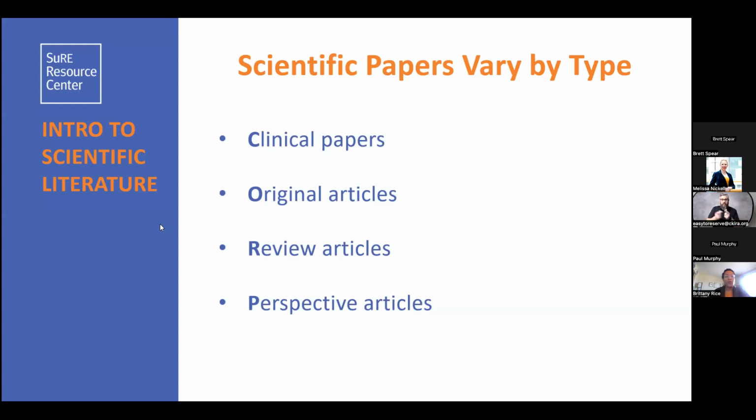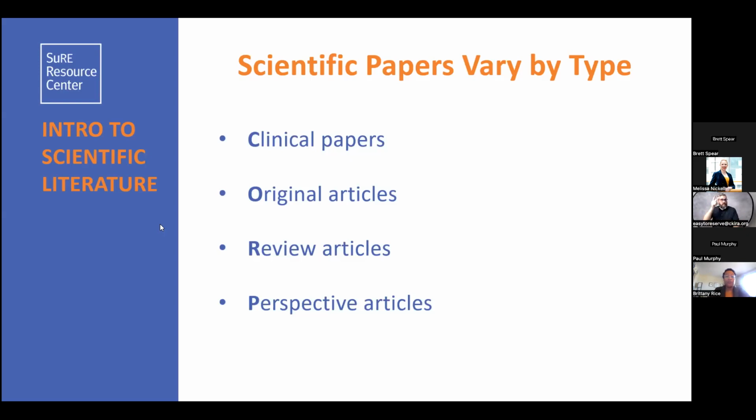Original articles report original research as its name suggests, meaning that the researchers conducting the research or the study describe the study, including their hypothesis, their research question, amongst many other things. I'm going to talk a little bit more about this type of scientific paper later.